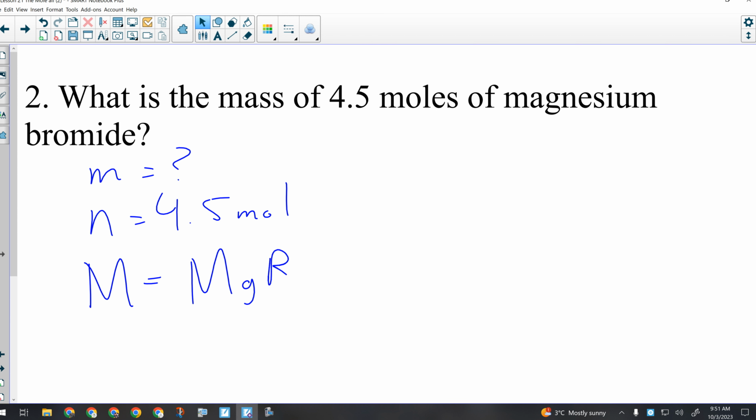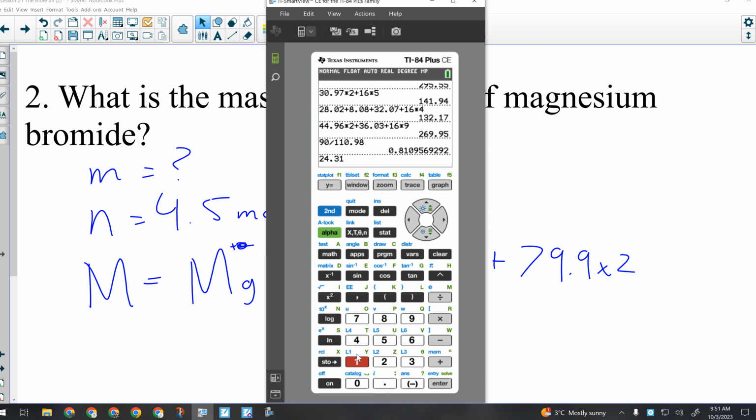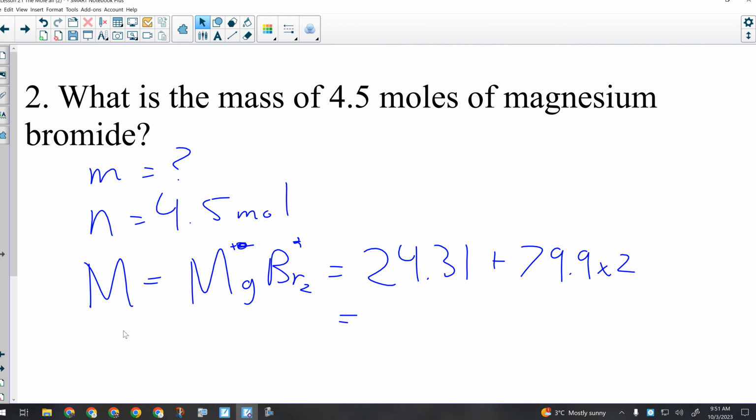Magnesium bromide. That's a +2, that's a -1, so MgBr2. All right, that's going to be 24.31, the atomic mass of magnesium, plus 79.9, the atomic mass of bromine, times 2, because there are 2 of them. Okay, 184.11 grams per mole. Okay, so you get a mark for that.